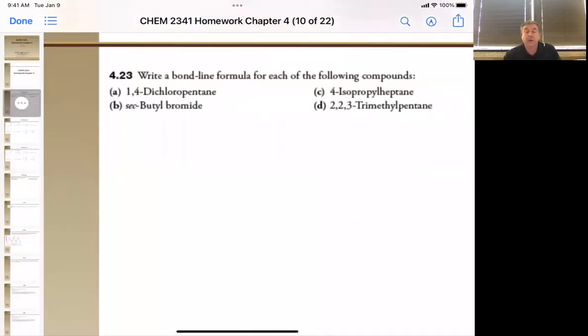Okay. So just like when we do our nomenclature, we actually start with the biggest thing first. We're going to start drawing with the biggest thing first. So what we're going to see is that this is pentane. So we're going to do 1, 2, 3, 4, 5. So that's a total of 5 carbons. And then we have dichloro.